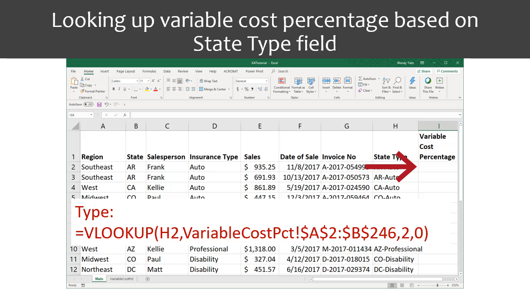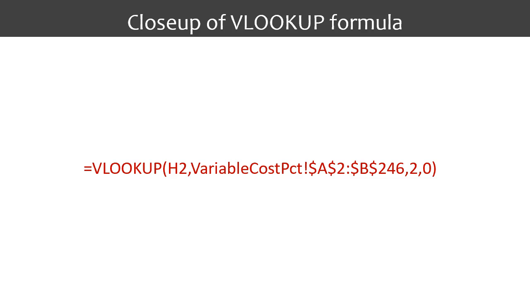The formula is =VLOOKUP(H2,'variable cost percent'!$A$2:$B$246,2,0). We are going to walk through the elements of that formula next.